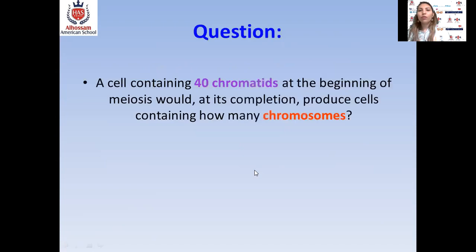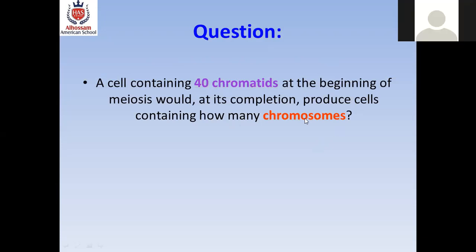Now we have another question. It will be the last one. A cell containing 40 chromatids at the beginning of meiosis would, at its completion, produce cells containing how many chromosomes? So we start with 40 chromatids. How many chromosomes do the produced cells have? Who knows? You can think about it. What's the meaning of 40 chromatids? Okay, let's take Perry.